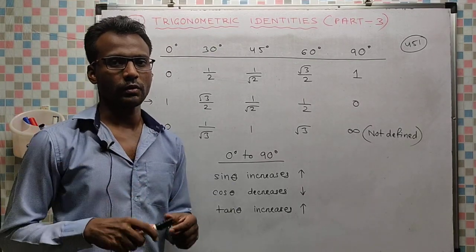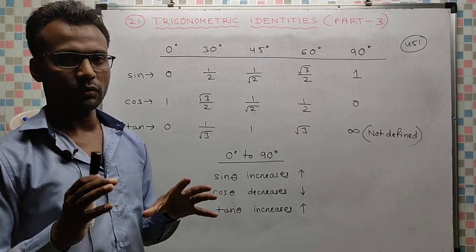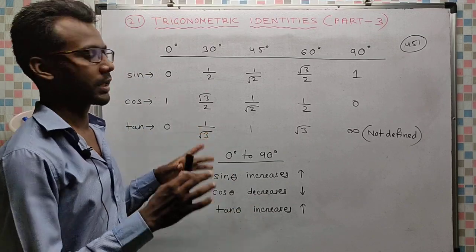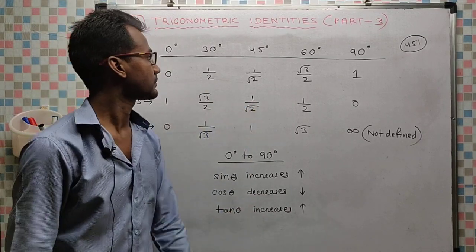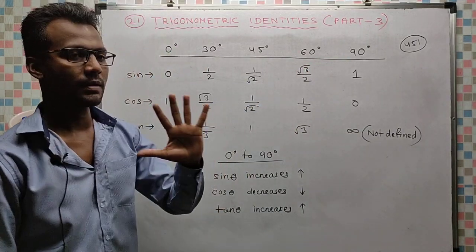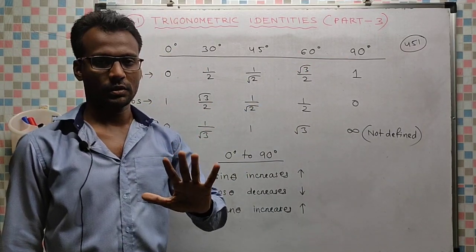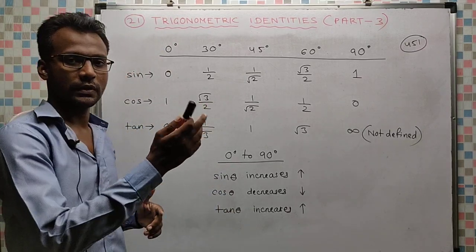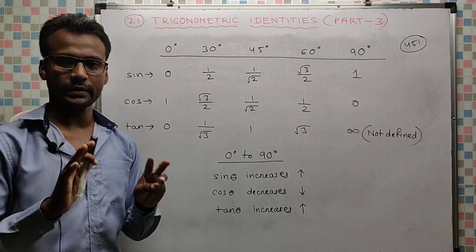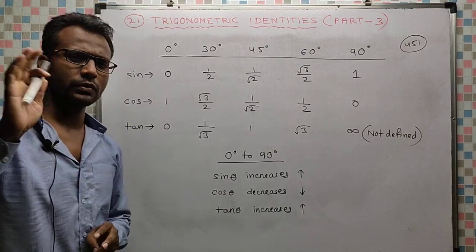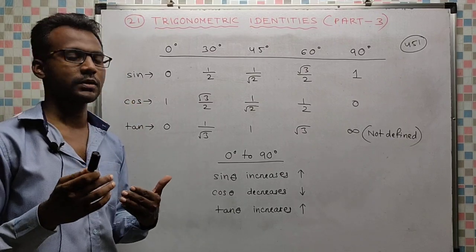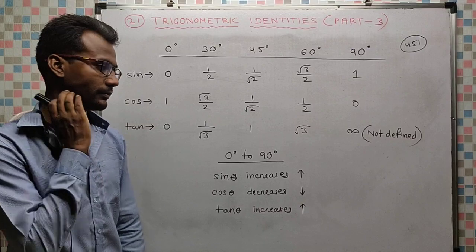Before going to the table, I'd like to make you revise the values that you studied in class 9: 0 degree, 30 degree, 45 degree, 60 degree, 90 degree. These 5 angles are called standard angles. I had given the values for sine, cos and tan, and also for cosec, sec and cot, but those three are not important. Now we simply need to know how to read the tables of sine, cos and tan.